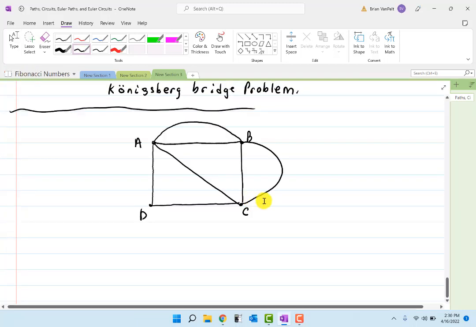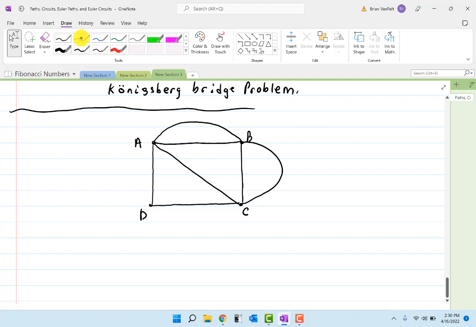Here's another picture of another graph. Let me read off the degree of each of these vertices. Look at A. There's 1, 2, 3, 4. That vertex has degree 4. Look at B. 1, 2, 3, 4. Look at C. 1, 2, 3, 4. And look at D. 1, 2. All even vertices. Now, watch what happens.